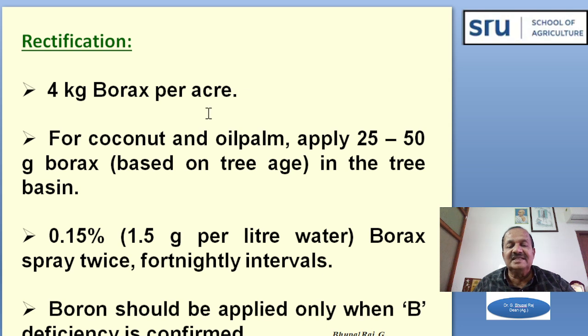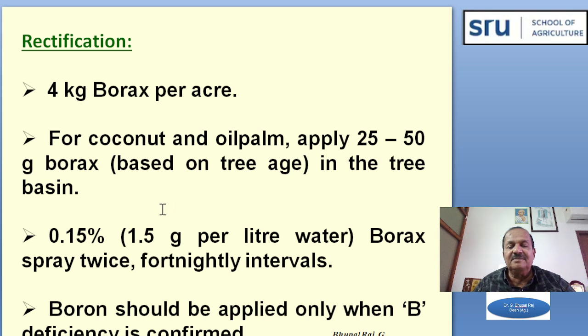For coconut and oil palm, where boron deficiency is commonly observed, we have to apply 25 to 50 kg of borax based on the tree size. If the tree is younger, we should apply 25 kg. If it is older, we go up to 50 kg borax per tree. Apply it away from the trunk, mix it in the soil and cover with soil. So this is the general recommendation of boron for coconut and oil palm crops.